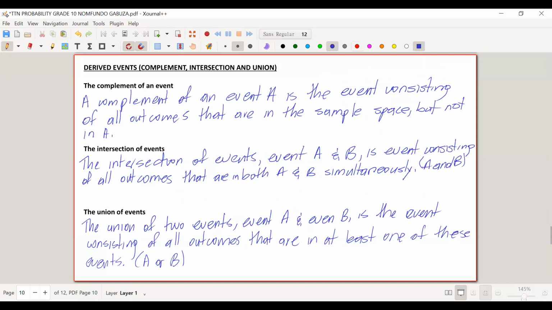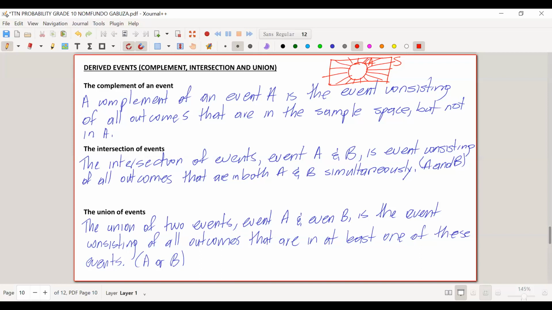So let's say over here, this is our sample space. So this is our event. So the complement of an event is an event that is not occurring in A. The complement of an event A is an event consisting of all outcomes that are in the sample space, but not in A, which means this will be the complement. Everything else except in A. This is called the complement.